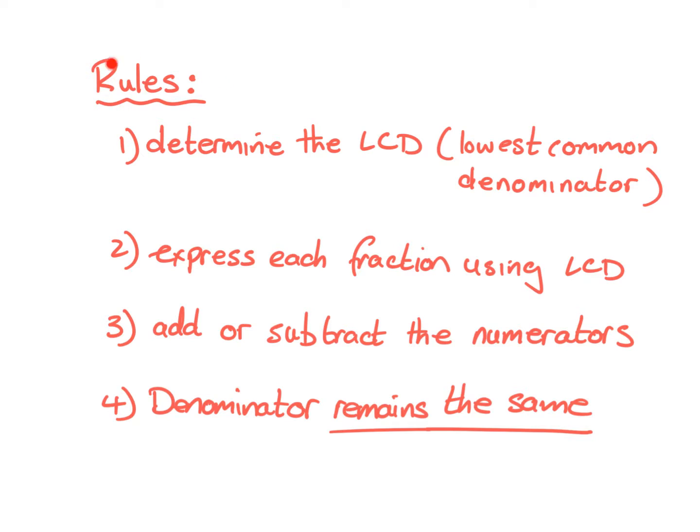So with that in mind, we can come up with some rules. The first one is we need to determine the lowest common denominator. Next, we need to express each fraction using the lowest common denominator. The third step then is to add or subtract the numerators. And the fourth step is to remember that the denominator stays the same.